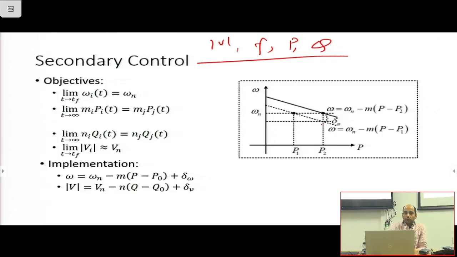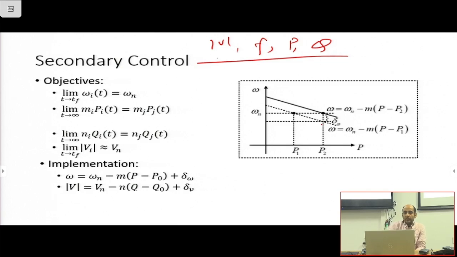And therefore what I am writing here is, limit t tends to Tf, that means again within a finite time the voltage should be nearly equal to nominal voltage, but it does not have to be exactly equal to the nominal voltage. Some relaxation has to be given. Either you give the relaxation in the reactive power and regulate the voltage, or you give relaxation in the voltage and share the reactive power. So one of them has to carry a nearly equal sign, while the other can carry an equal sign.